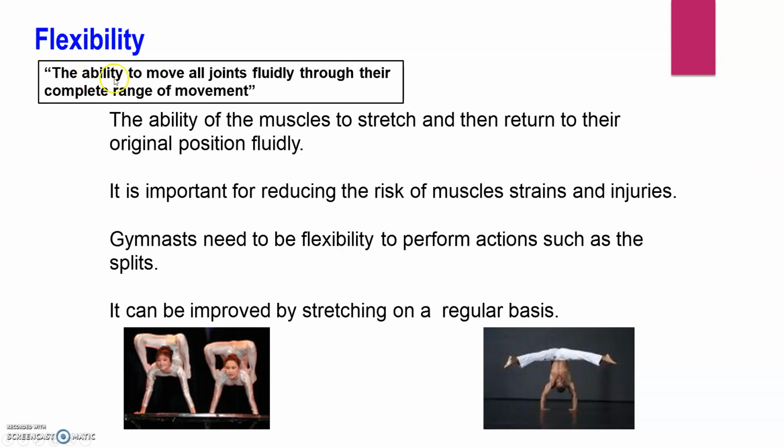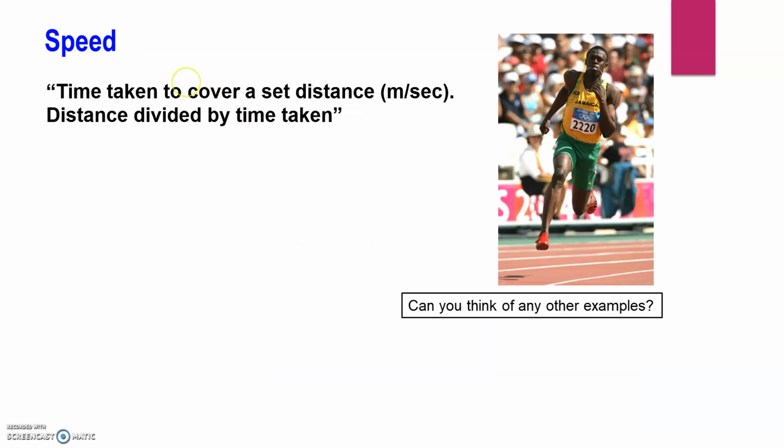Flexibility is the ability to move all joints through their complete range of movement. That is it, the ability to move all joints through their complete range of movement. Flexibility is good in a variety of sports, but the main example would obviously be a gymnast performing the splits. They would need good flexibility for that. Finally, the last one that you need is speed, which is the time taken to cover a set distance. Distance divided by time taken. Very simple with that one in terms of your example, and it'd be a 100-meter sprint, wouldn't it?